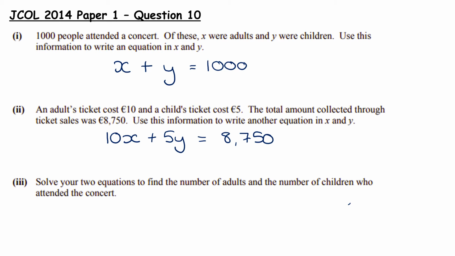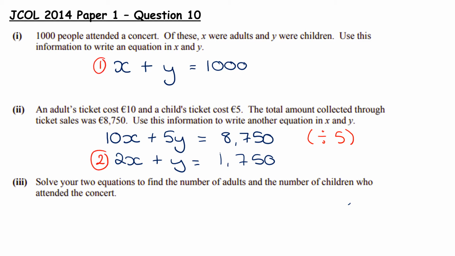Now, before we do this, if you've gone through our previous example, you might notice how we could make this a little bit easier. So if you want to make this a bit easier, you can divide this equation across by 5. That will give us 2x plus y equals 1,750. Now that'll just make the simultaneous equation part in part 3 a little bit easier. We can call this equation 1, we can call this equation 2.